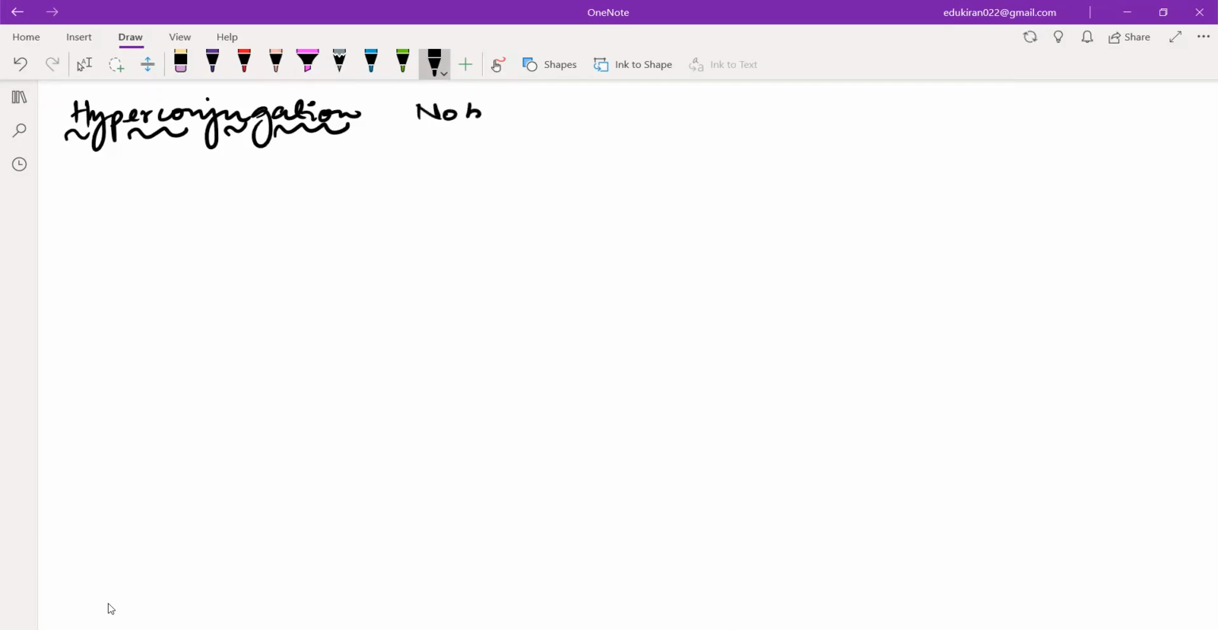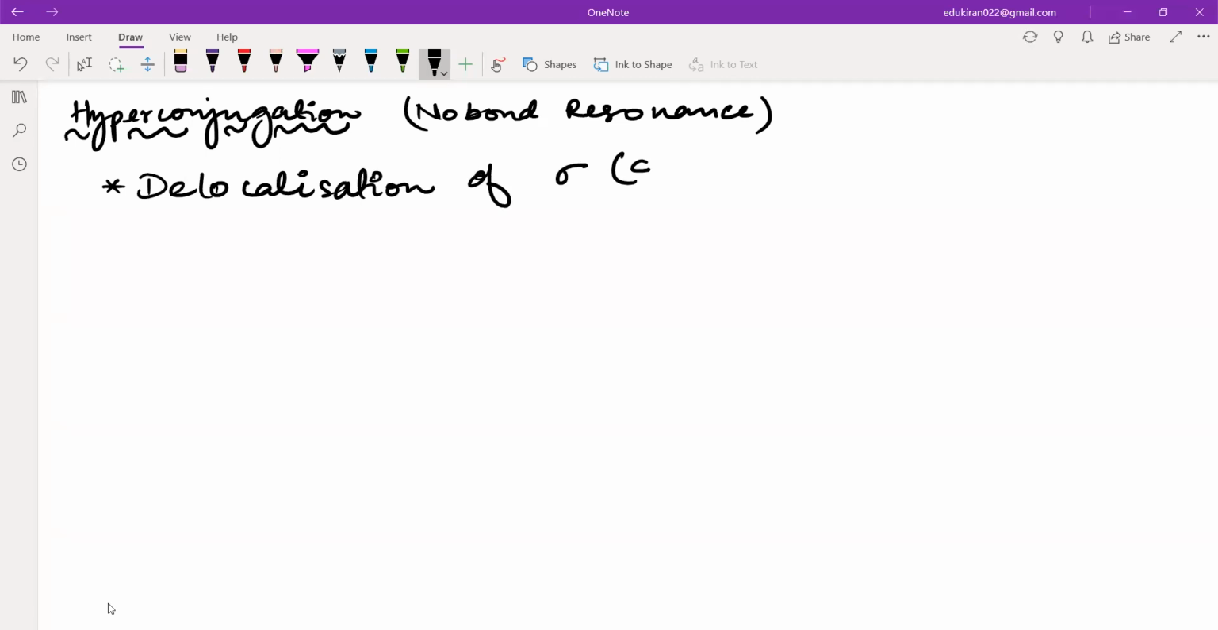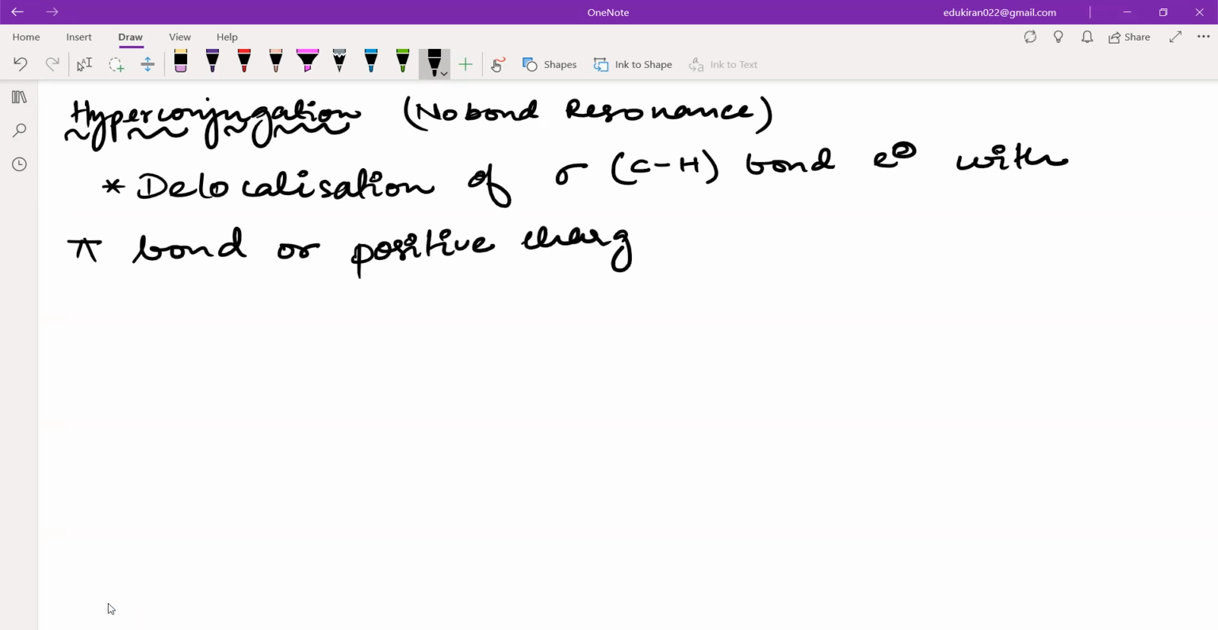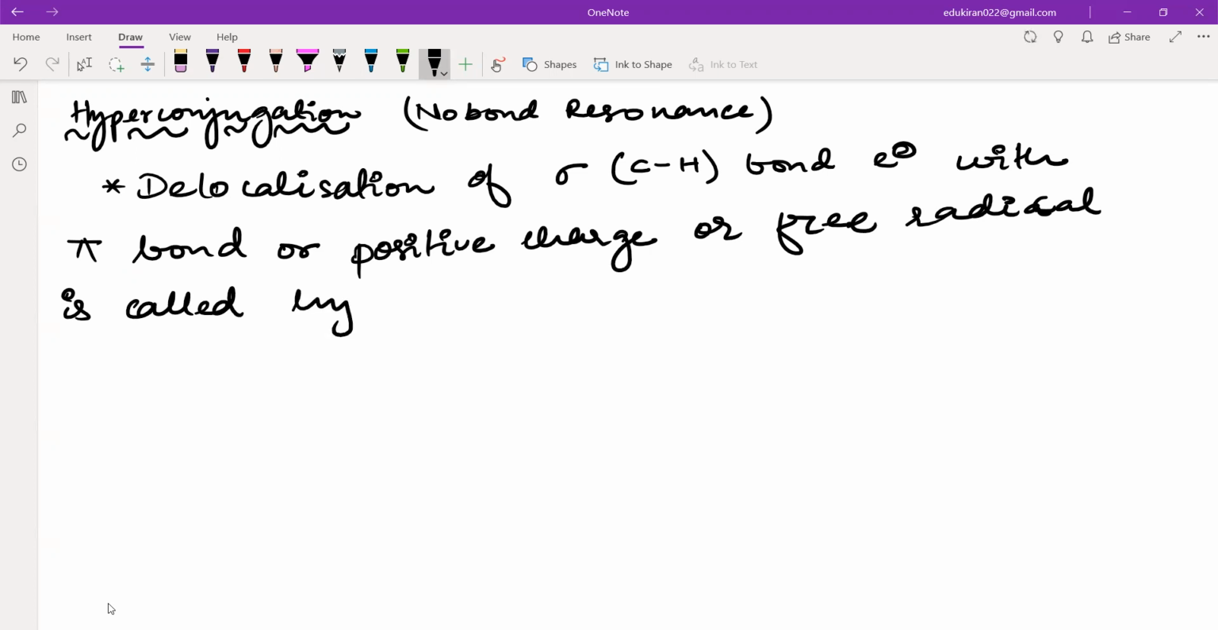Hyperconjugation. It is also known as no bond resonance. Now, how does hyperconjugation take place? Please write: the delocalization of sigma, that is CH bond electrons, with a pi bond, or positive charge, or free radical, is called hyperconjugation.